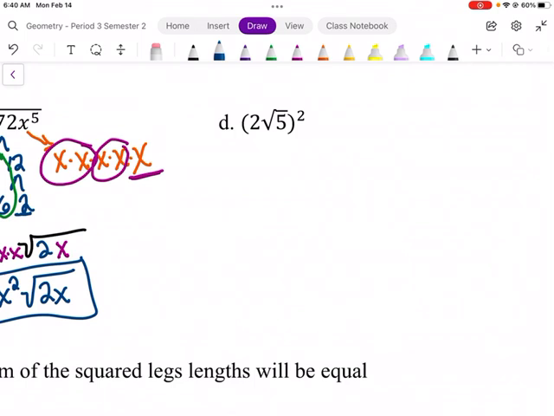Our next one. There are two different ways to do this, and I'm going to show you both of them. One is by yourself, by hand doing the math. The other is using the calculator.